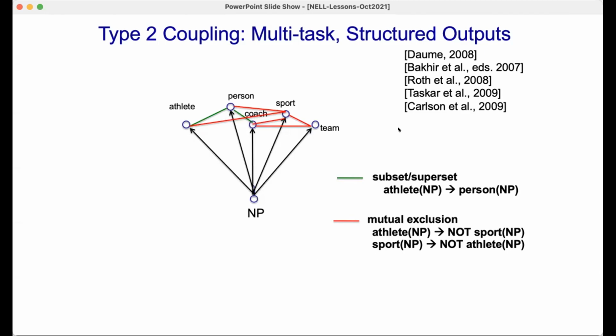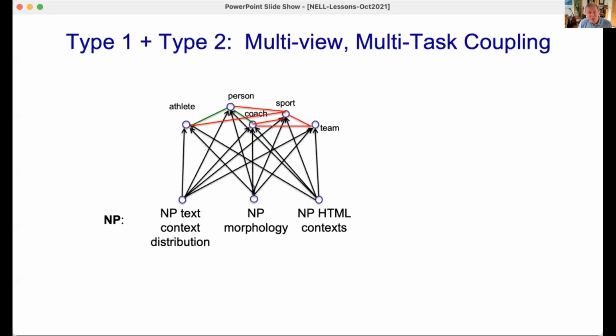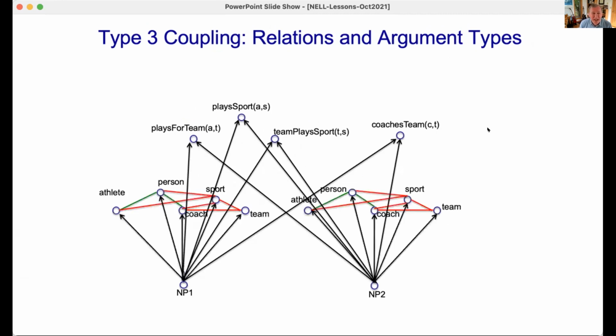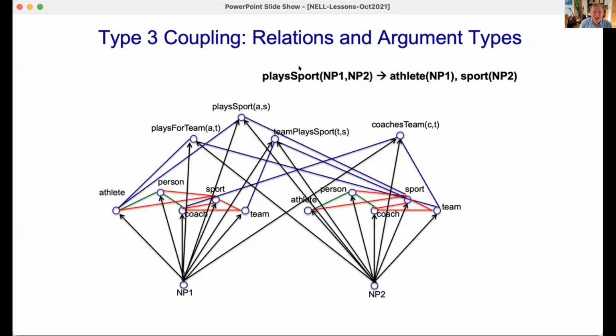Okay, yep. Got it. So the idea is by bringing in both of these types of coupling constraints simultaneously, using multiple views and predicting multiple labels with consistency constraints among the labels, we can do much better. A third type of coupling constraints in NELL had to do with learning relations, two argument relations, but these are typed relations. And so, for example, the relation play sport requires that the first argument be an athlete and the second argument be a sport.